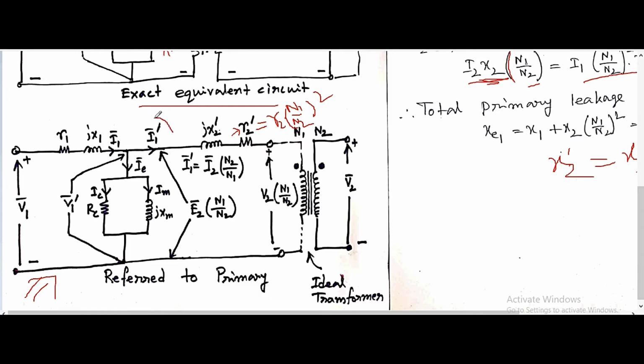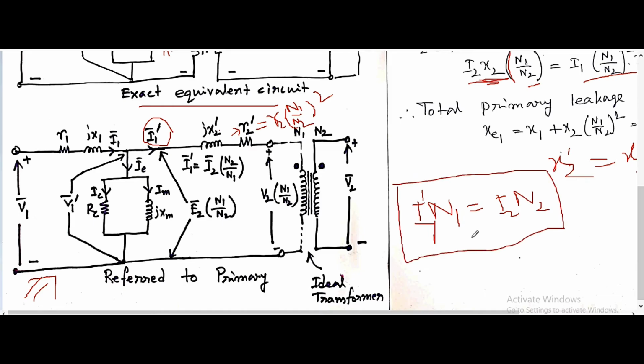Similarly, the I1 dash. So we know that it is the counterbalancing current. So I1 dash N1 equals I2 N2. That equation we have already seen. This equation is coming from this equation.